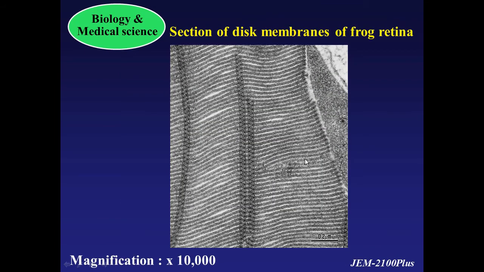And another example of a biological section, the specimen was a frog retina. The specimen was sliced by ultramicrotome, then magnified and observed at 10,000 times magnification. You can observe the structure clearly like this. This is an example of biological data collection.